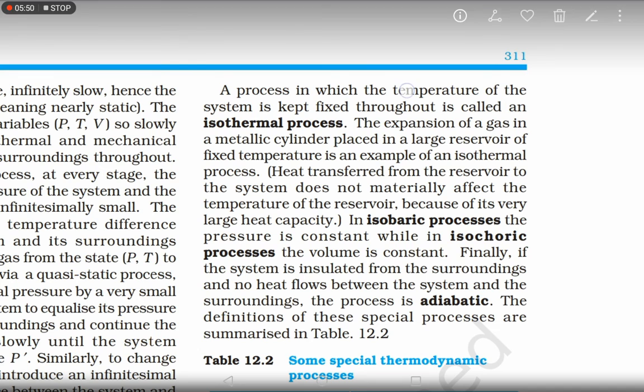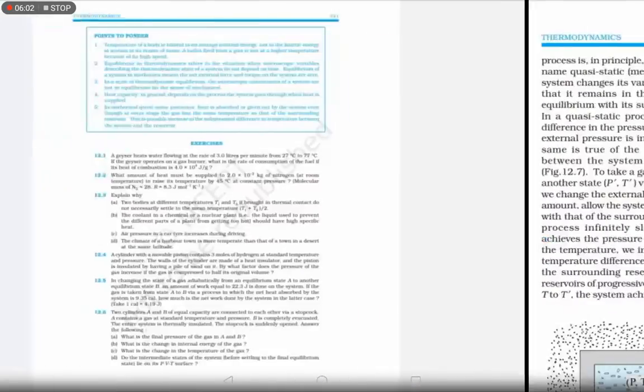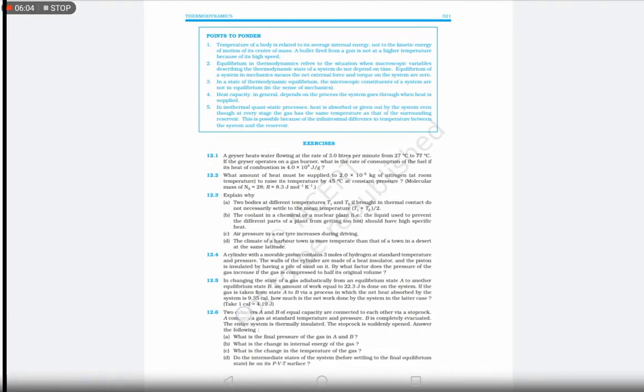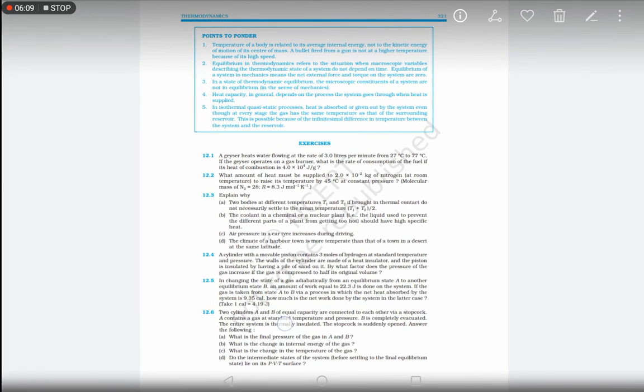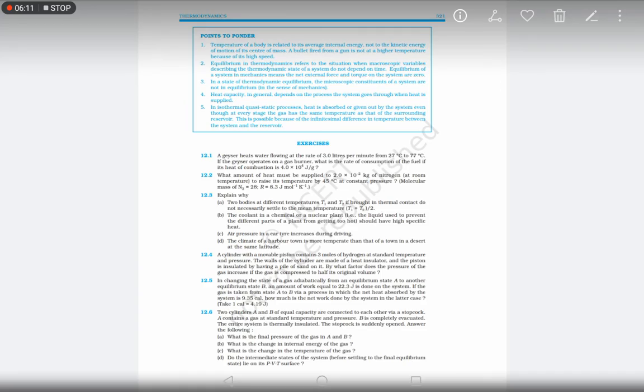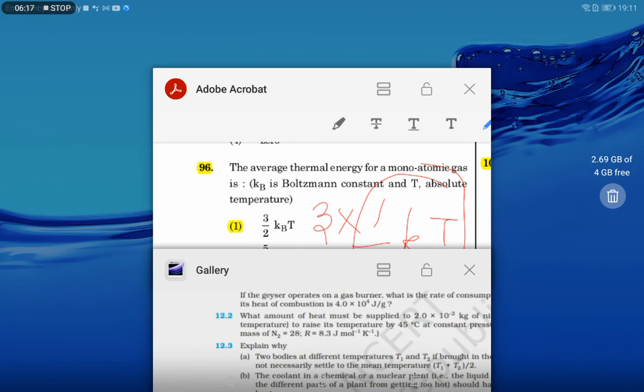A process in which the temperature of the system is kept fixed throughout is called an isothermal process. The word insulated is not found in this definition. It indicates that thermally insulated stands for an adiabatic process, and there is also an NCERT based exercise question, two cylinders A and B of equal capacity connected to each other. Almost the same question. If you understand this question, you will be able to do the NEET question.